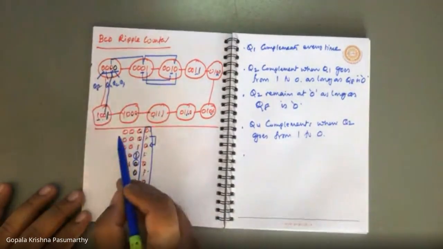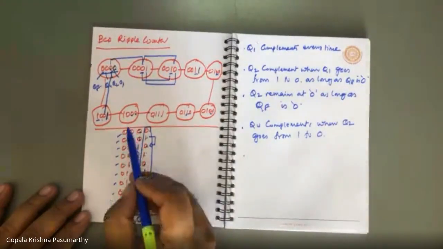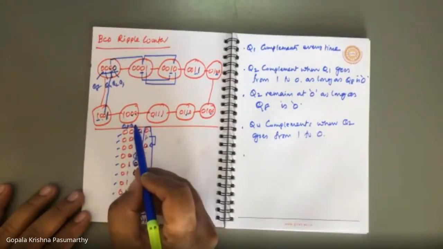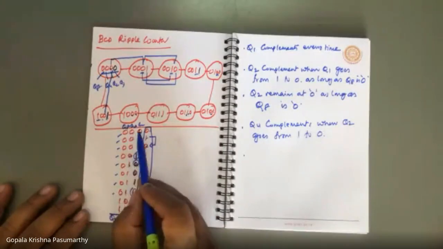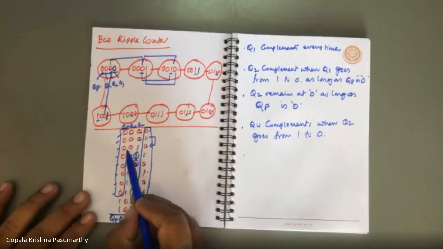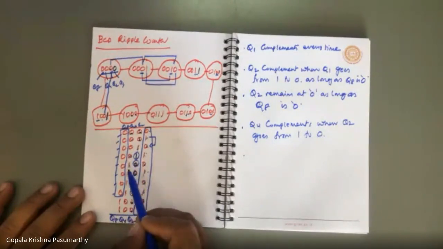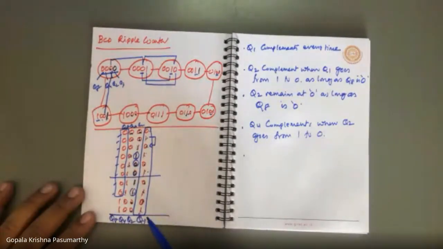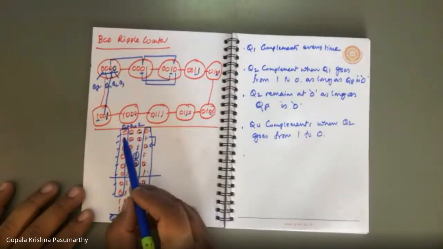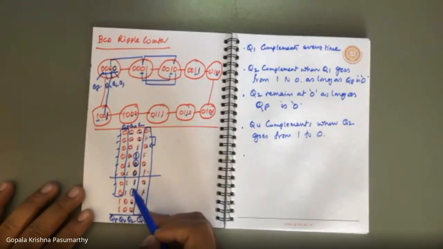Q8 is 0 0 0 0 0 0 0 0. Because see, this is Q8, this is Q4, this is Q2. Here you see, Q8 remains at 0. See the rule: as long as either Q2 or Q4 is 0, Q8 stays 0. Means till here we can understand. See, Q8 remains at 0 as long as Q2 or Q4 is 0.